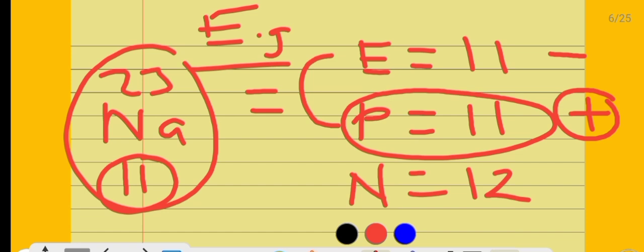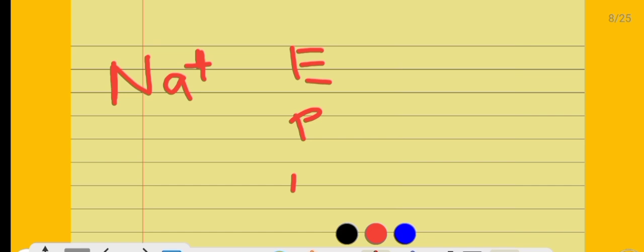Hence, it's going to be positive. All right, so if we had to write this, the stable atom of sodium here, we are going to have the following. We're going to have this sodium, and we're going to have a plus here showing that it's now an ion, a cation. So electrons, protons, and neutrons are going to be slightly different as compared to the neutral atom of sodium.